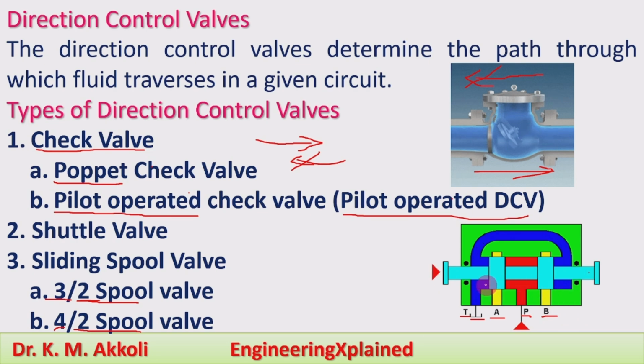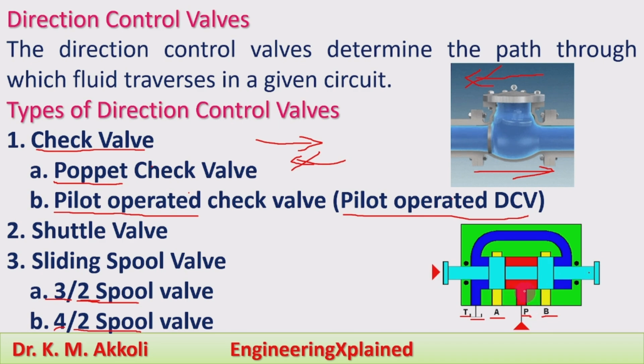Here we can see that there are two positions. The central position is the neutral one. In the left-hand position, the back line is connected and the flow comes back to the tank. In the right position, from the pump the flow goes to the actuator.